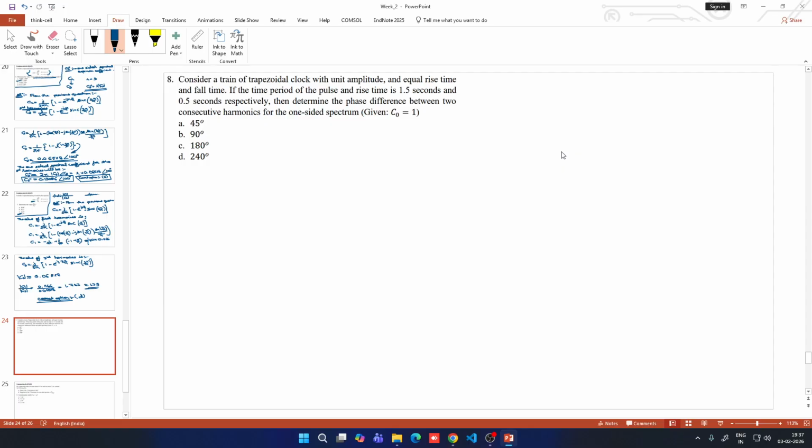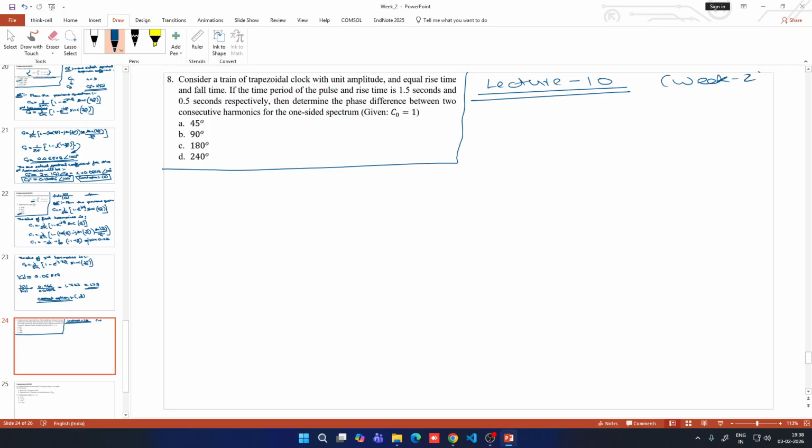Question number 8: consider a train of trapezoidal clock with unit amplitude and equal rise time and fall time. If the time period of the pulse and rise time is 1.5 seconds and 0.5 seconds respectively, then determine the phase difference between the two consecutive harmonics of the one-sided spectrum. If you have watched lecture 10, the derivation is already there for the second week. I am not going to derive it again, but I will simply redraw this.